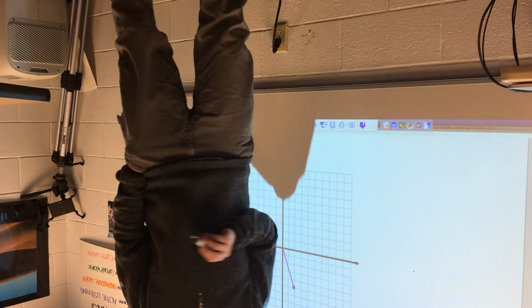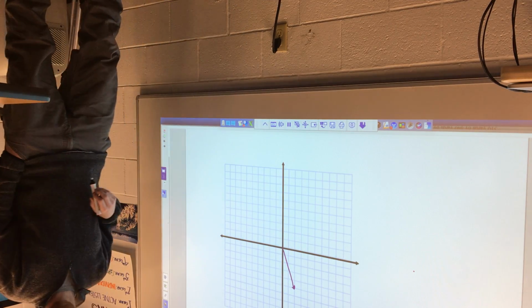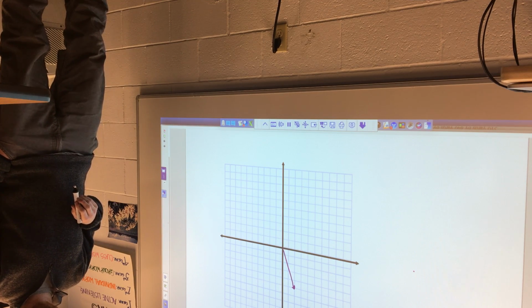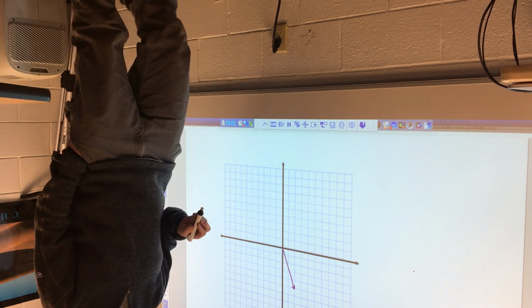First grade math. Square root of 29. Who's that? What grade? I don't know. No, it's not. First grade is like 5 plus 5. Oh, I could do 25.